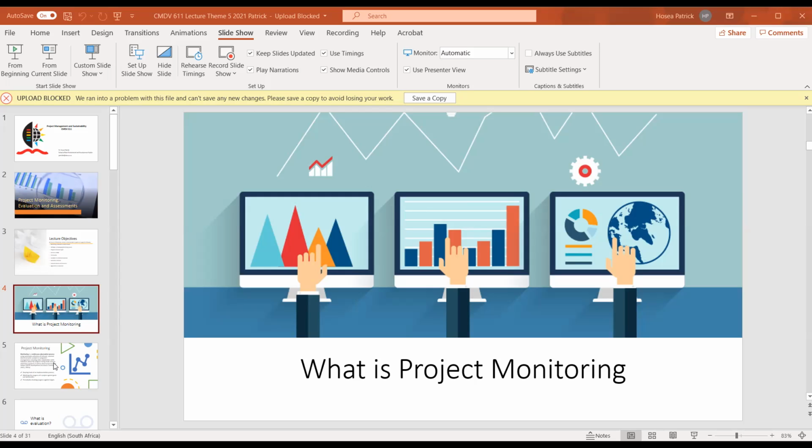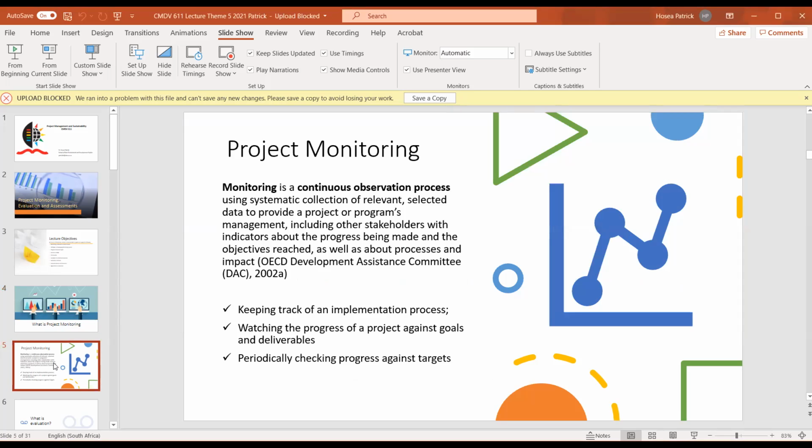Okay, so when we discuss project monitoring, like I said, everything we said, we just itemize it. It is a continuous observation process. That is what it is. It is systematic, a continuous observation process of your project. And this time there's what? A systematic collection of relevant selected data to provide a project or a program manager, right?